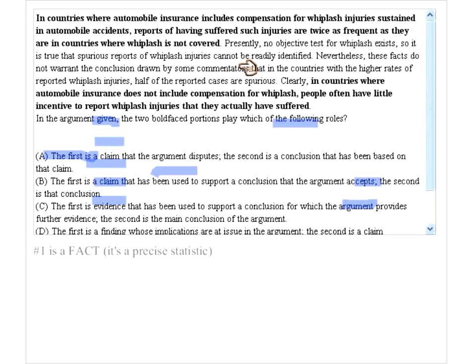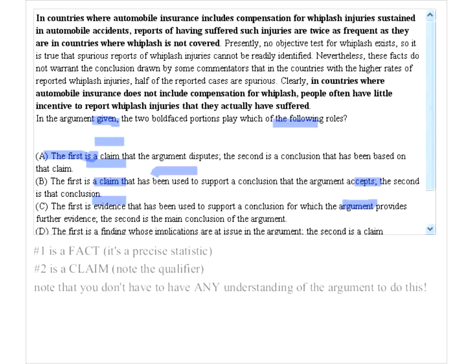Instead, you would say the unemployment rate is twice what it was. You just state the fact. Then you would say clearly, and then your conclusion from that, your claim: clearly the economy is getting worse. There's your claim. So number 2 is a claim. Note the qualifier. Note that you don't have to have any understanding of the argument to do this. You don't have to understand a thing about the way it works.